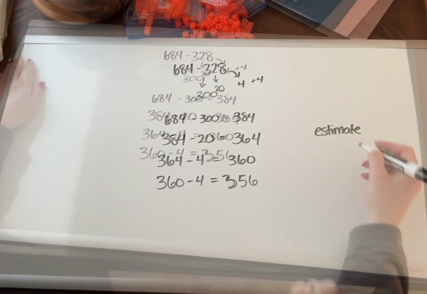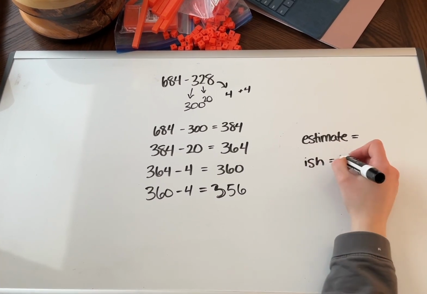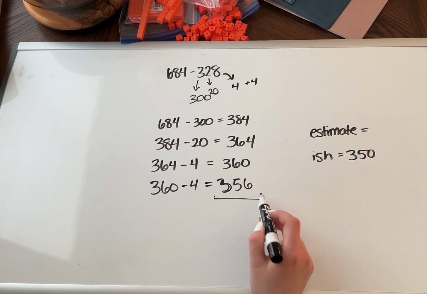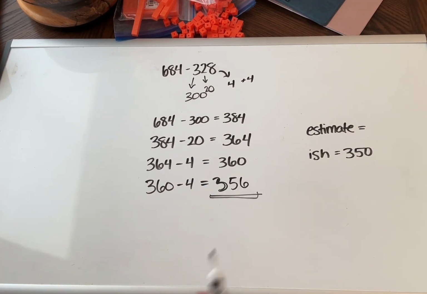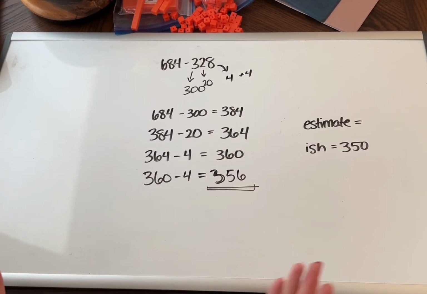356. So now when we look back at our ish number, it was 350, and our actual answer was 356. So I would say that is in the same ballpark there, so we know that our estimate was right, and then we know that our answer is in the right ballpark.